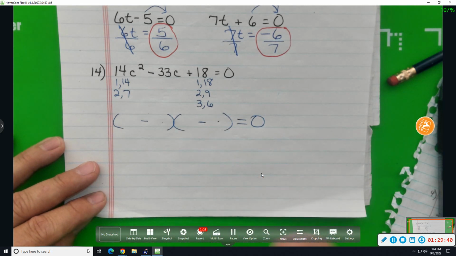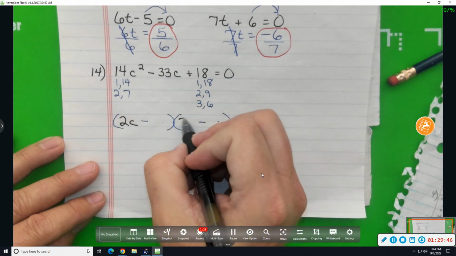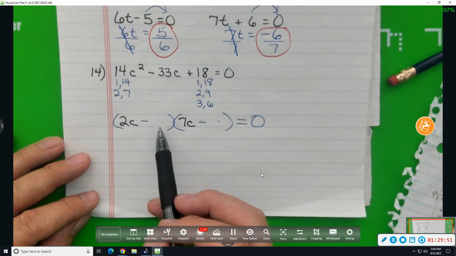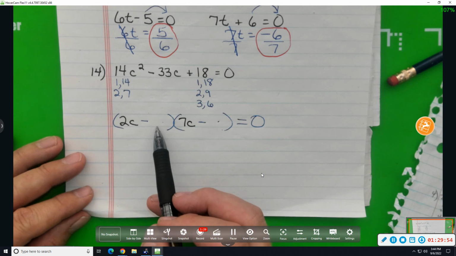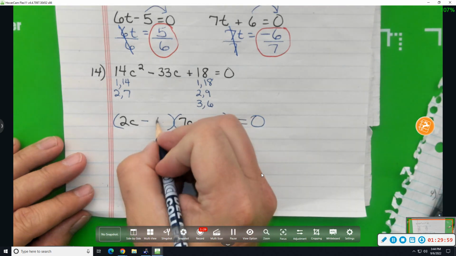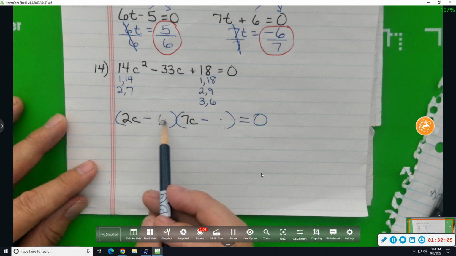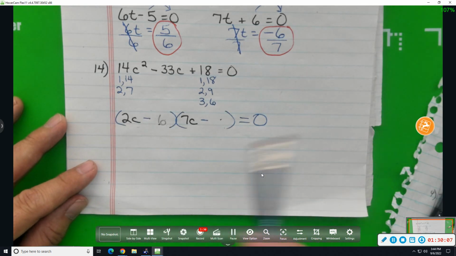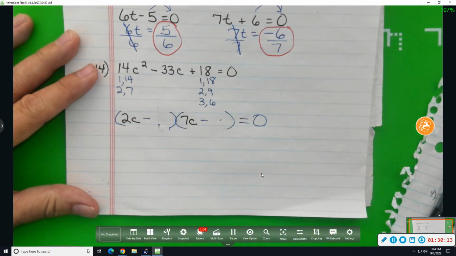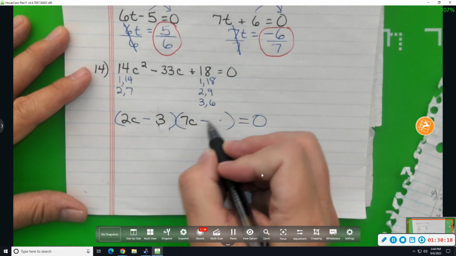I would try that. You think so? Let's try 2C and 7C. If we're going to try the 3 and the 6, can I put the 6 here? If I put the 6 here, there's something wrong. Yeah, a common factor of 2. Both of them are even numbers, both divisible by 2, so I can't put that 6 there. So if I'm going to use the 3 and the 6, I'll put the 3 here and the 6 here.